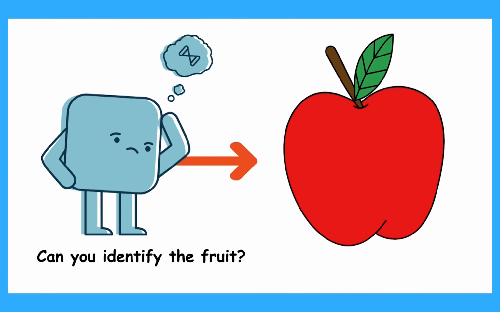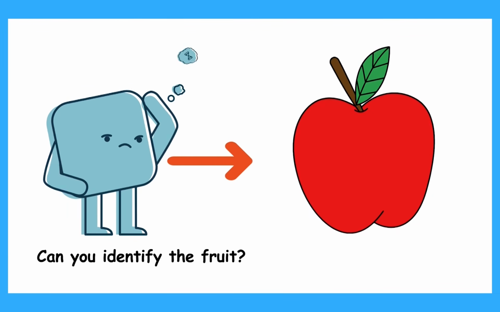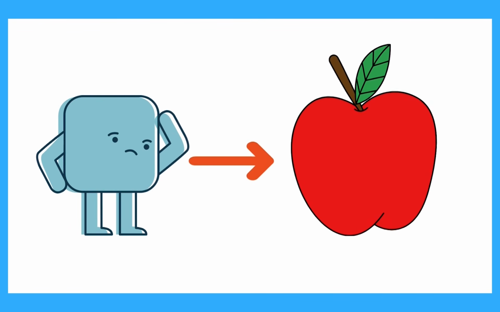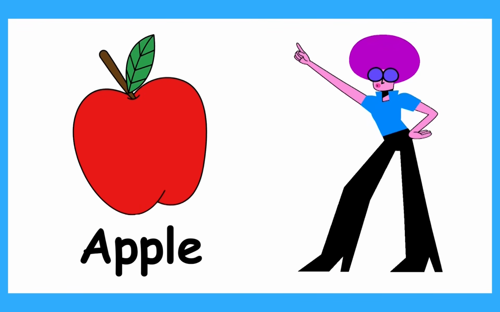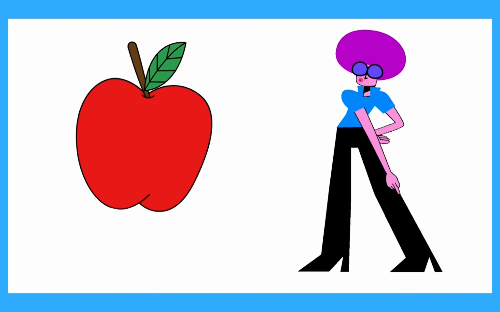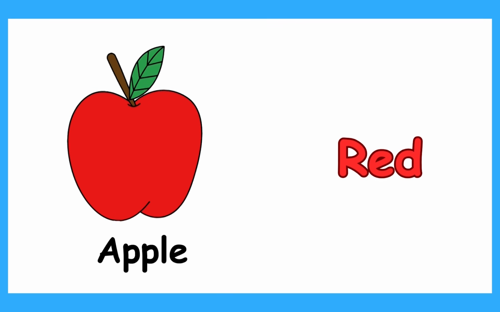Red. Can you identify the fruit? What is it? An apple. You're right. Very good. An apple is color red.